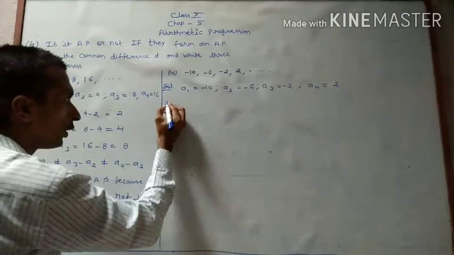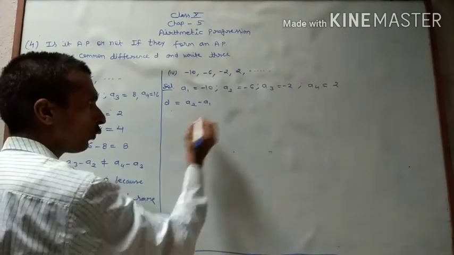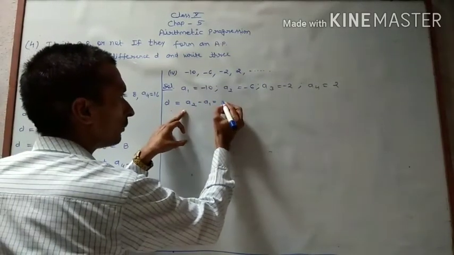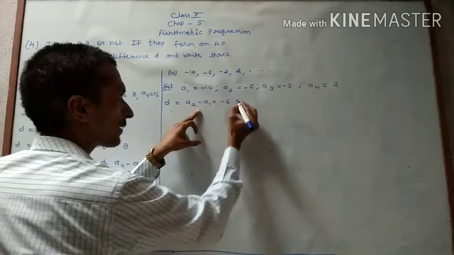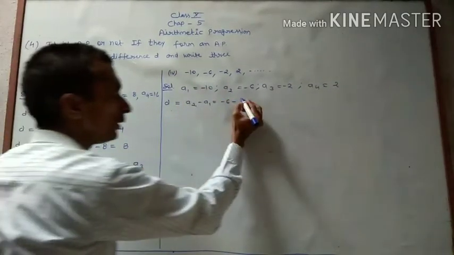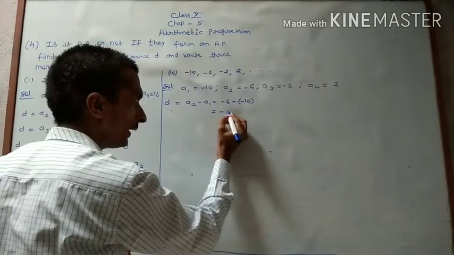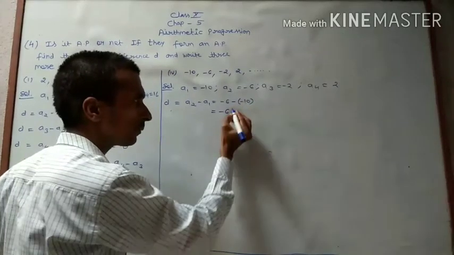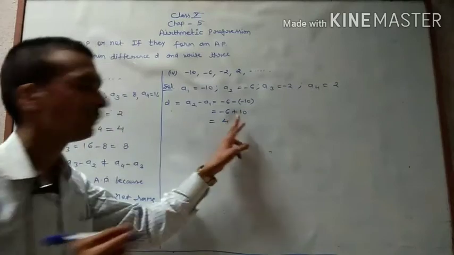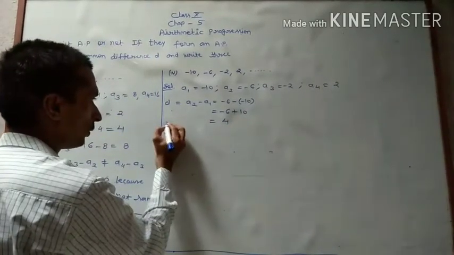So now you can find the difference. D, A2 minus A1. So what will be here? A2 means the value is minus 6, and here there is a minus sign, so you have to put the minus sign, and the value of A1 is negative, so in bracket minus 10. After solving you will get minus 6 minus minus, plus 10. 10 minus 6 is 4, because the bigger number has the positive sign, so you write this positive number. So it's called D.